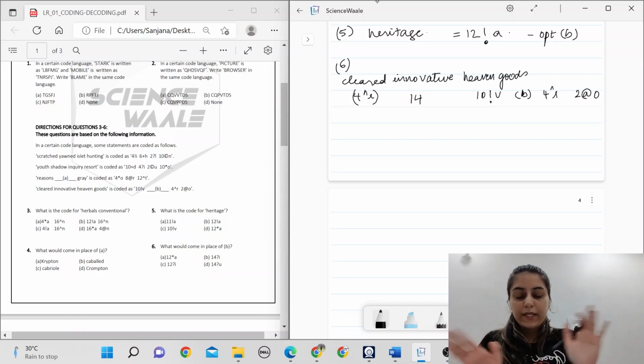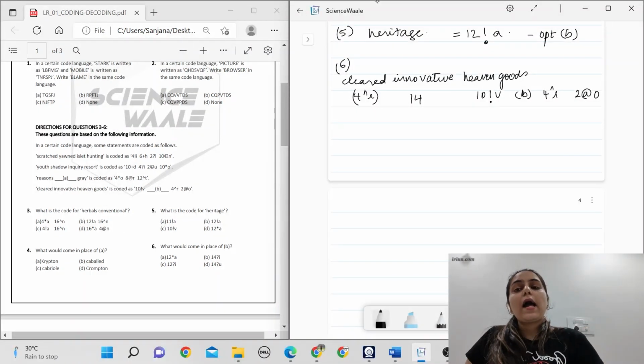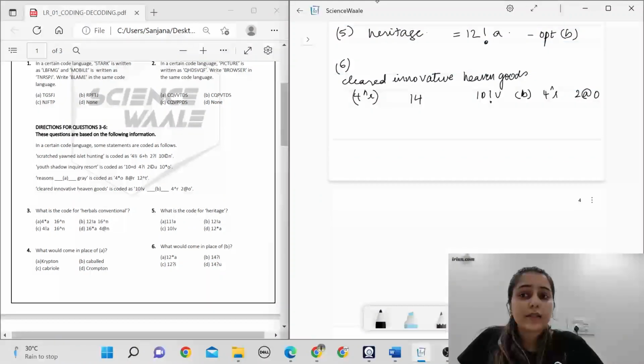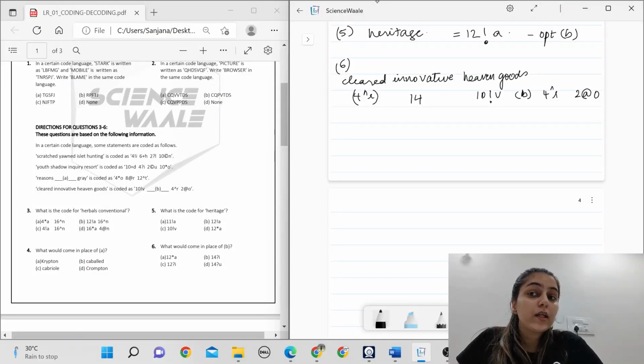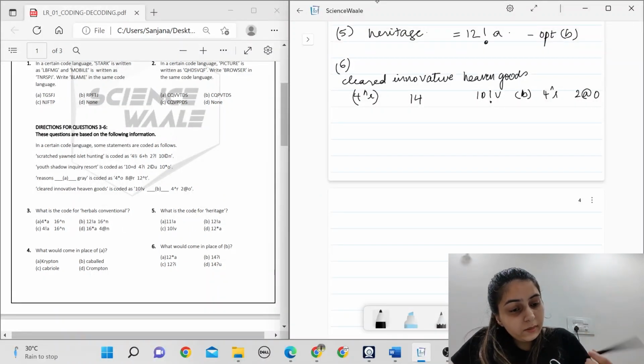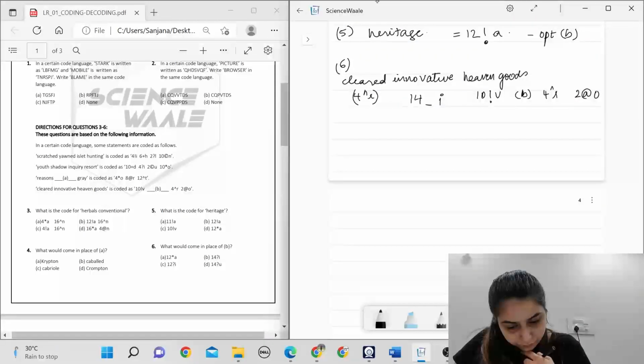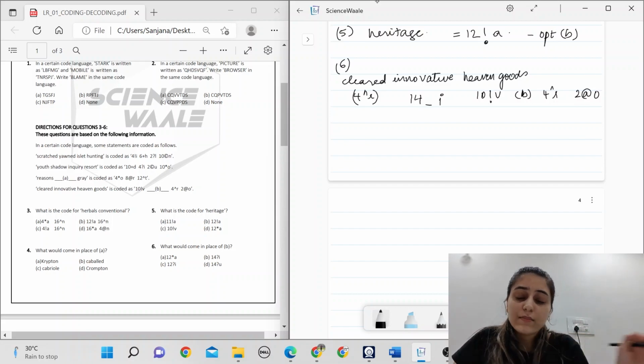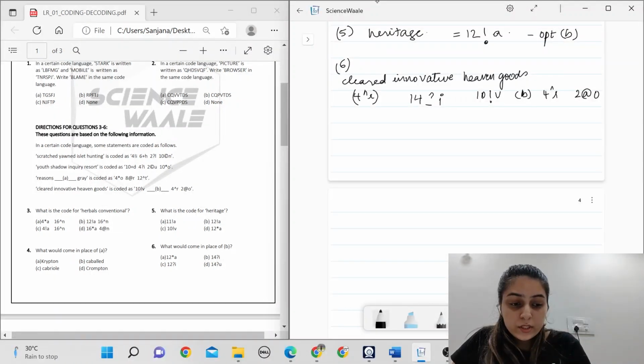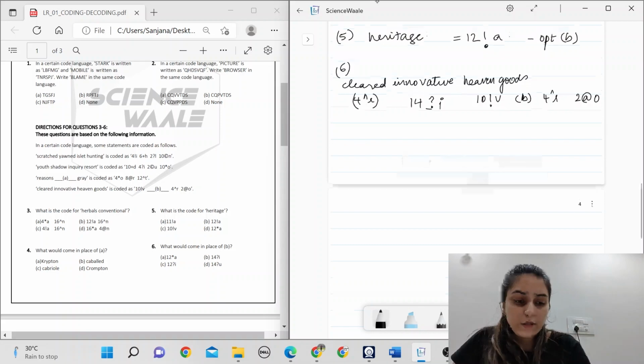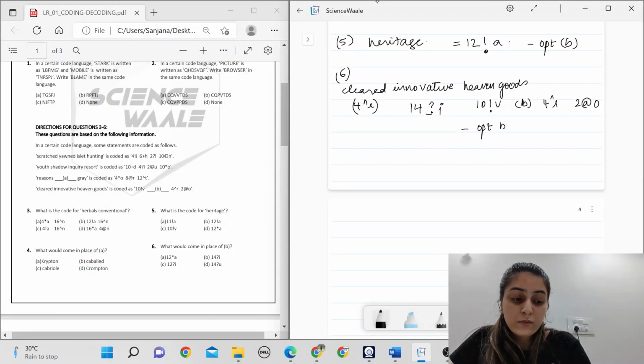That's pretty clear. So 14, and the symbol we cannot recognize that easily, but we can get the answer if we know the third letter from the right, which we already know. So innovative, the third letter from the right is I. So 14 symbol I. So here there's only one option with 14 symbol I, and that is option B. So it should be 14 question mark I. So the answer is option number B.